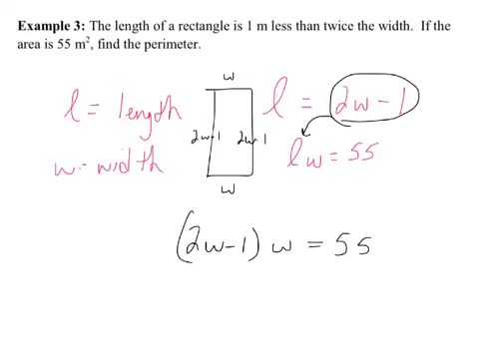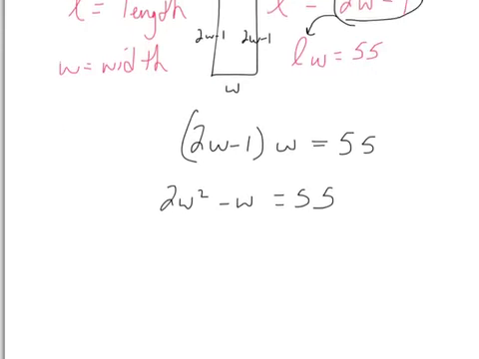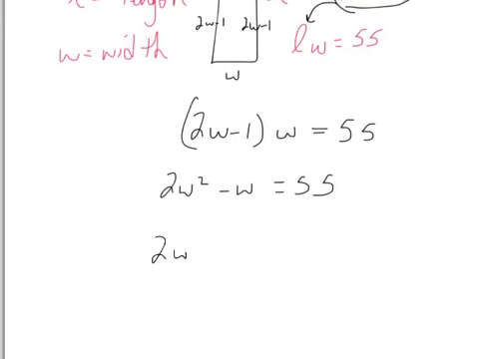How do we solve this? We should be doing these quick now, very quick. Arthur, give me first step. Distribute. 2W squared minus W equals 55. Second step, quickly. Liam. Yeah, bring the 55 over.